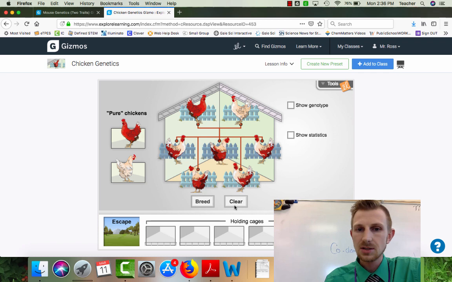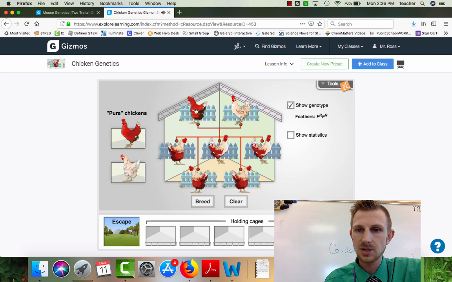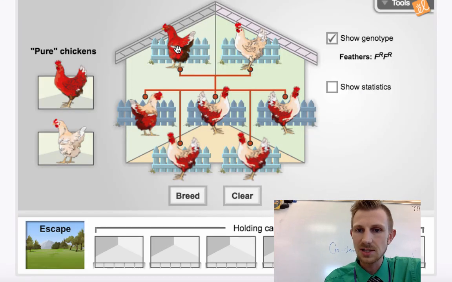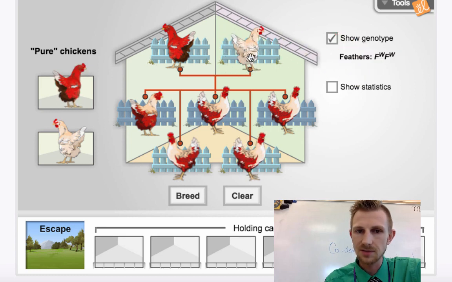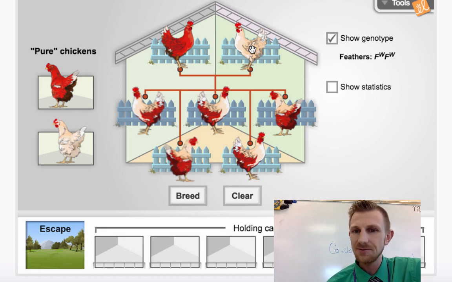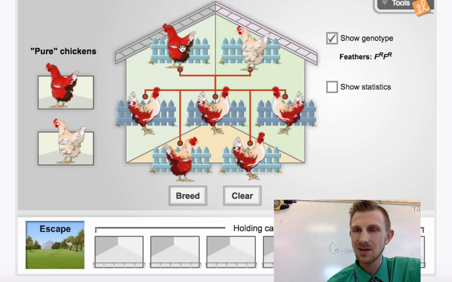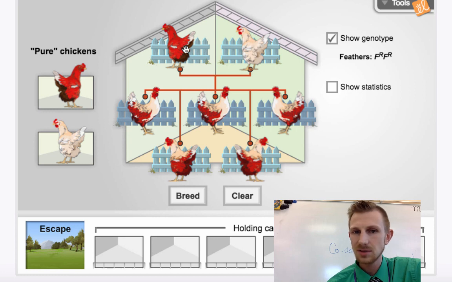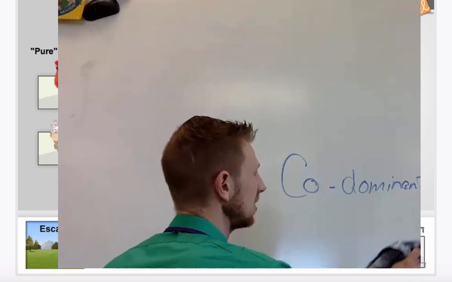Okay, so the next thing for us to take a look at that's different with codominance is these genotypes. Let's take a look at one of the chickens. There's a little bit of a different notation for the chickens here. If you look off to the right over here, you'll see that a white chicken has F superscript W, F superscript W. A red chicken has F superscript R, F superscript R. So that's a little bit different. There are two different letters. Sometimes you'll just see it as big W and big R. I'm going to write it both ways for you here.